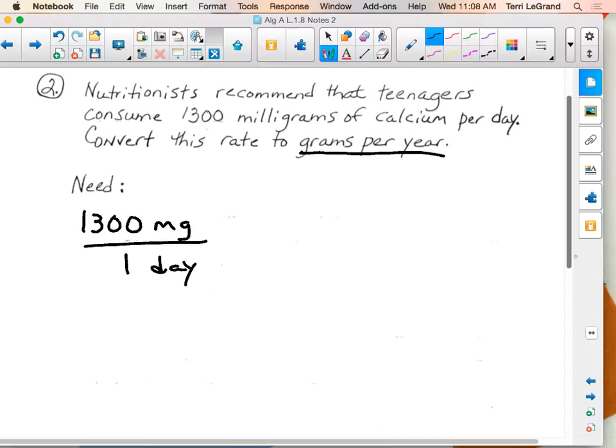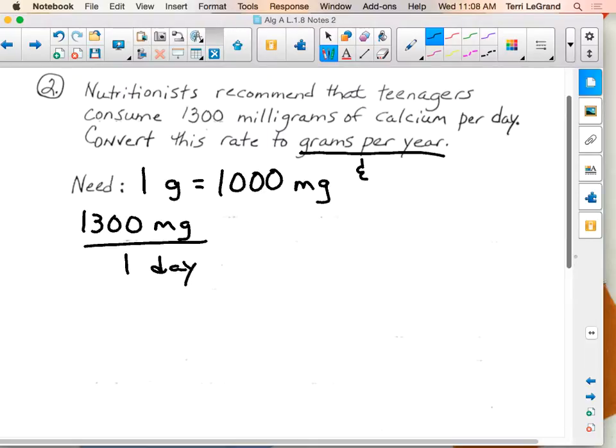So does anybody know a conversion factor to get from milligrams to grams? Which one's bigger, a milligram or a gram? Okay, gram. So let's say 1 gram is the same as how many of those little milligrams? 1,000, yeah, 1,000 milligrams. So there's one of our conversion factors. It'll get us from milligrams to grams.